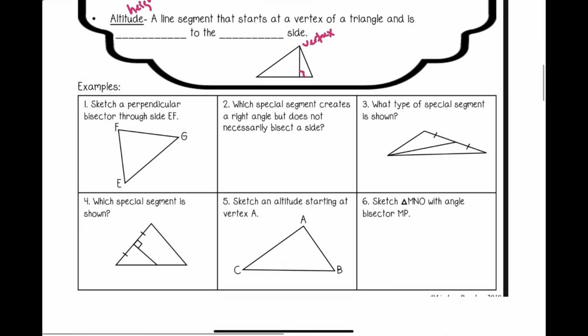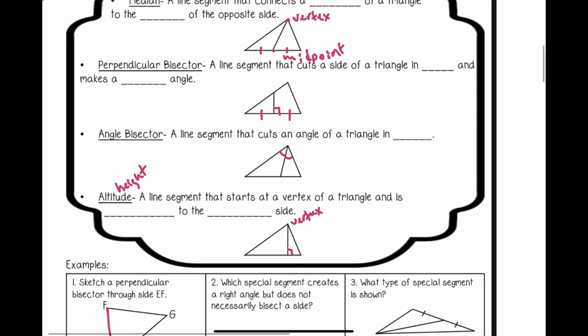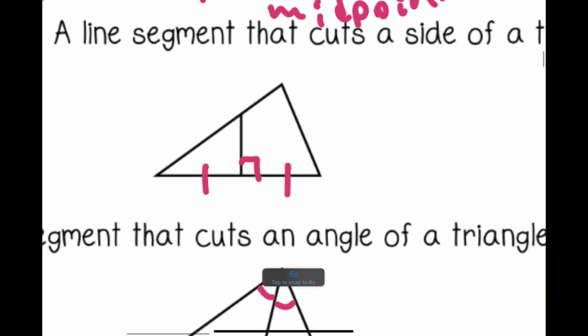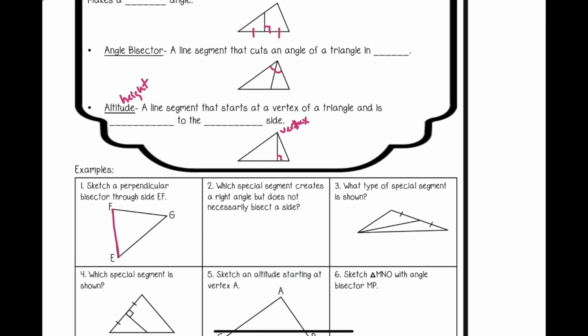All right, the next part, it says sketch a perpendicular bisector through side EF. So it needs to go to that. So perpendicular bisector, if you look up here, it doesn't come from a vertex. It just comes from another side. So it needs to either come from this side or this side, and it needs to cut this side in half and makes a right angle. So if I make it come from this side, it'll probably look something like that.